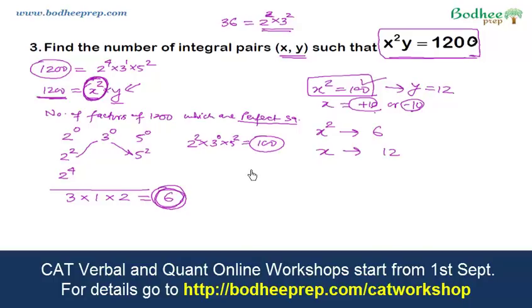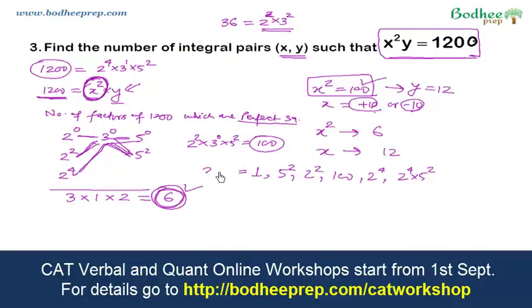So just to clarify, let me write down all those perfect squares which are factors of 1200. If I combine these three, it would be 1. The other number would be, if I combine these, 5 square. If I combine this with this, it would be 2 square. And if I combine this with this, it would be 100. And if I combine this with this, it would be 2 to the power 4. And if I combine this with 3 to the power 0 and 5 to the power 2, it should be 2 to the power 4 into 5 square.